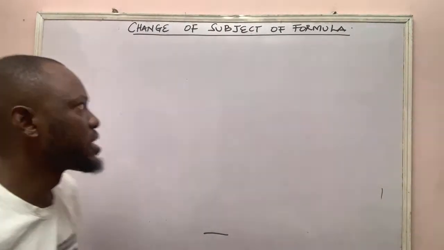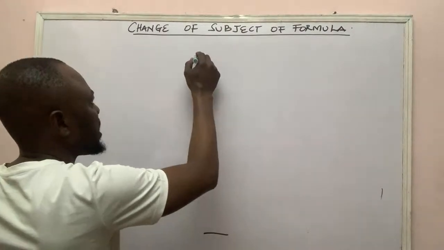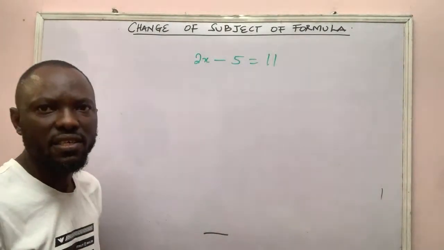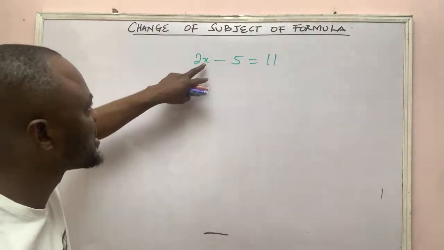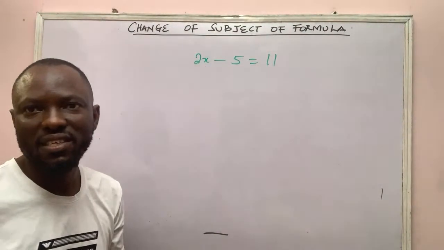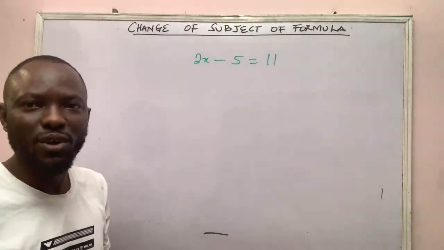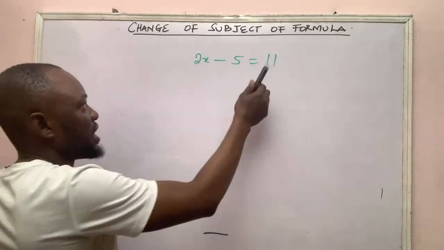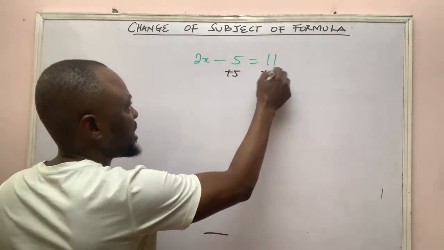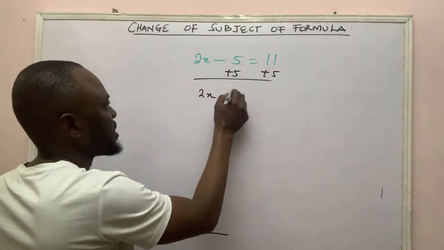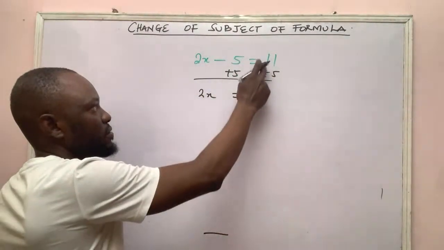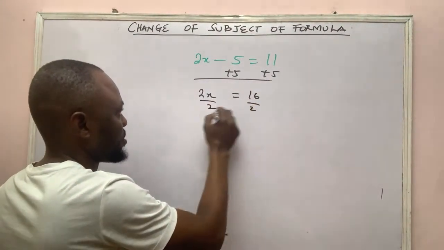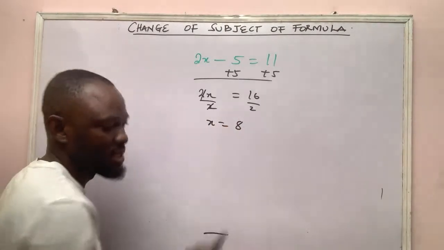Basically, if you remember, if you have a question like 2x minus 5 equals 11, and the question says you should find the value of x, it means that the subject of the formula for this expression is x, all right? So if we want to do that, we'll just add 5 to both sides, and then we have 2x equals 11 plus 5, which is 16. If you divide through by 2, x will be 8.